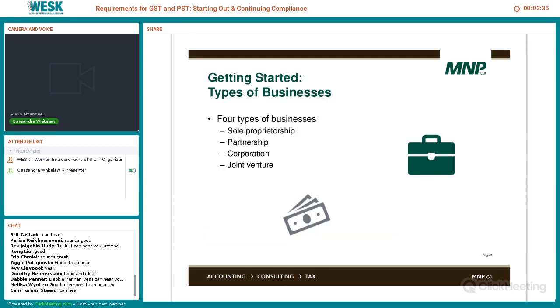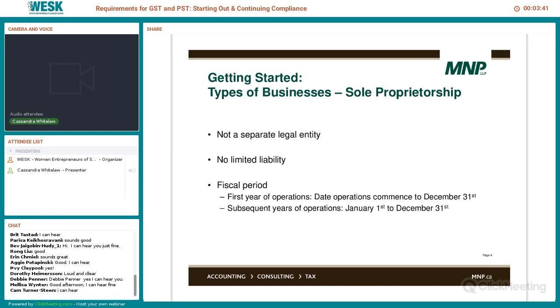So just getting started, there are 4 ways that you can structure a business. There's sole proprietorships, partnerships, corporations, and joint ventures. Sole proprietorships are not considered separate legal entities, and therefore there's no limited liability. These businesses run on the calendar year for their fiscal period.